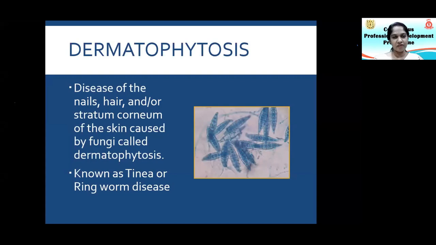This is a disease of the stratum corneum of the skin, hair and nail, which is caused by fungi called dermatophytes, and it is commonly known as tinea or ringworm disease. Ringworm is the lay term.